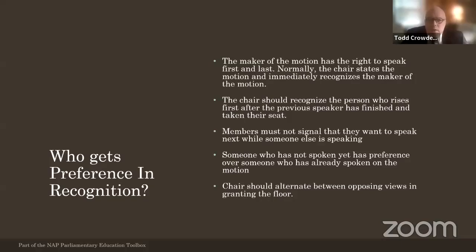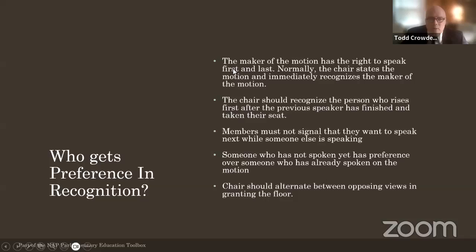Okay. Let's see where we were. Okay, yep, preference and recognition. This will help keep meetings on track and help everyone feel that they are getting a fair shake, especially if they know these rules and see that you're going by them. But even if they don't know them, it's a fair process, so they'll see that you're calling on people in a fair order, not just calling on your buddies. But the maker of the motion has the right to speak first and last. So that's important to remember.